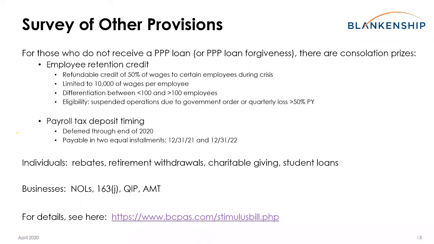That would be 50-50 payments on those two dates. So again, just in the nature of trying to keep cash in the pockets of employers, a nice little deferral could potentially be available. Some individual provisions in the CARES Act. We've all heard about the rebate, so I won't spend much time there. But also some liberalization around the retirement plans and the ability for withdrawals and loans.